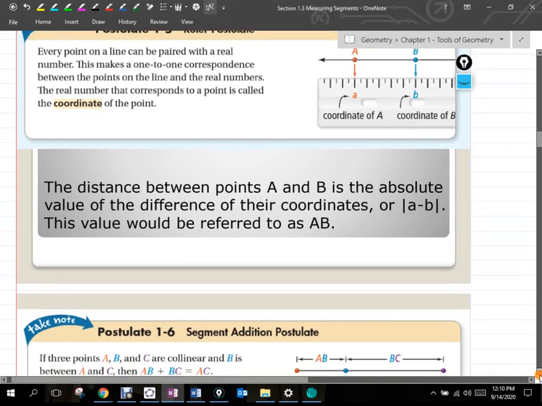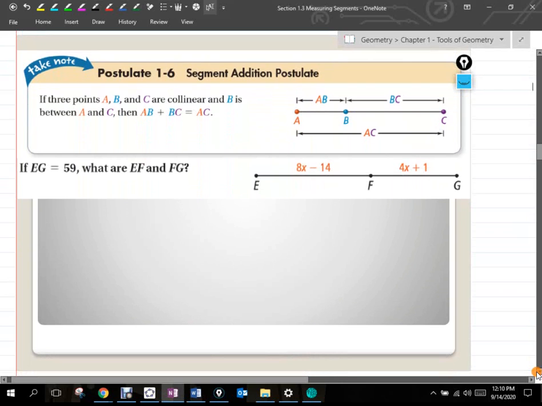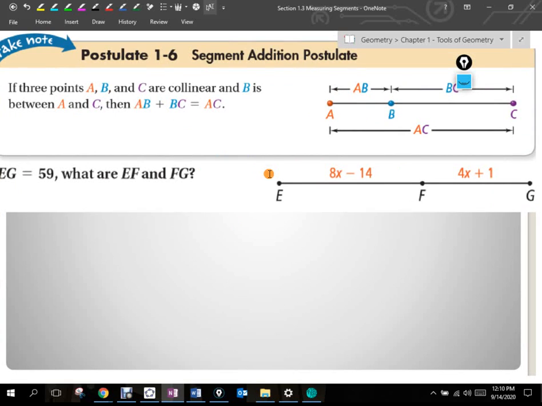Let's go on to what we call the segment addition postulate. So the segment addition postulate is now saying, and this is convenient because when I want to find a large distance, it might make more sense to break it up into smaller groups and then add those smaller segments together. Does that make sense? Or smaller groups together.